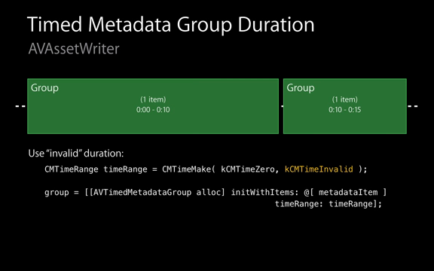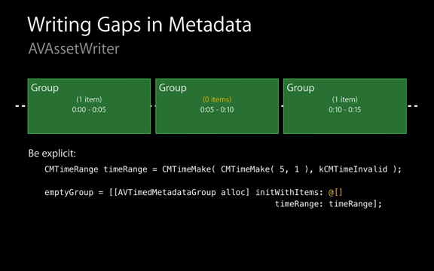We do recognize that there are cases where you might not want to have contiguous metadata. You might want to author an explicit gap into your metadata stream. And so for that, our recommendation is you give us, in the middle there, a group that contains 0 items. This is the best way to author a gap in the metadata. And you can see we just do that by presenting an empty array when we're creating our timed metadata group. And notice that we're still using kCMTimeInvalid for our duration here. Just tell us when the beginning of the metadata silence, so to speak, is, and we'll figure out how long it lasts based on when you append your next non-empty group. So that's how you write gaps in your metadata.